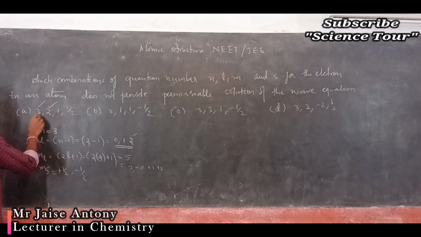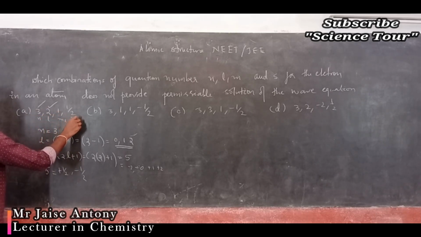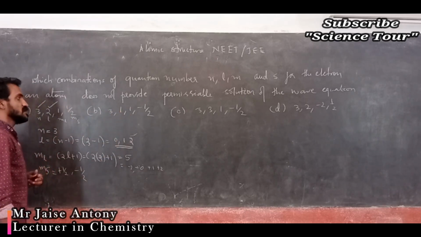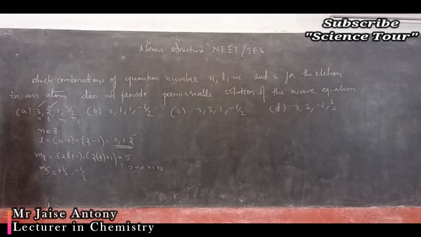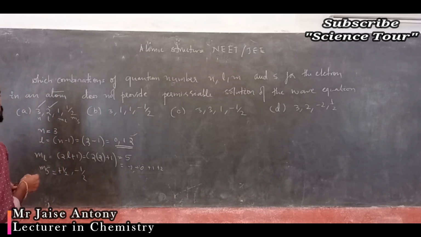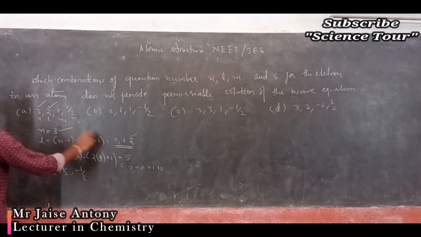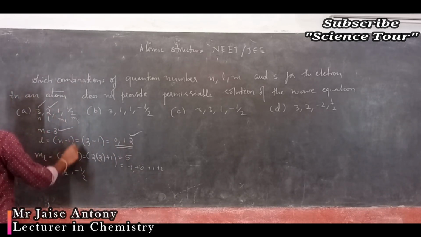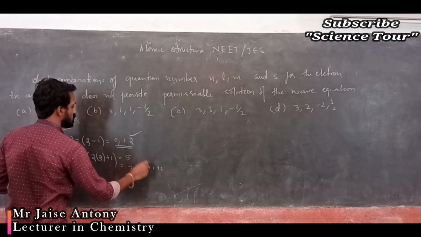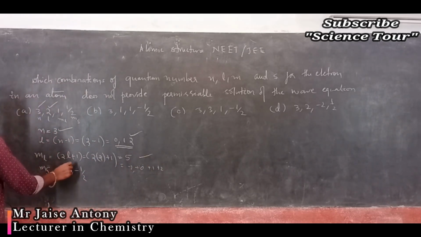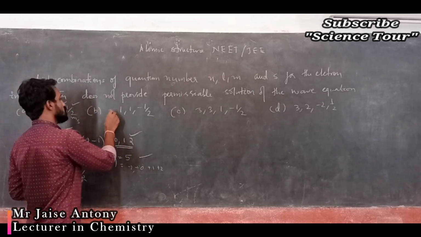See, the first one is n value, second is l value, third is ml value, fourth is ms value. In all the options, first value n, second is l, third is ml, fourth is ms. So the first value 3 is possible, second value 2 is also possible, third value ml is 1, it is there, it is possible. And ms plus half is also possible. This is possible.